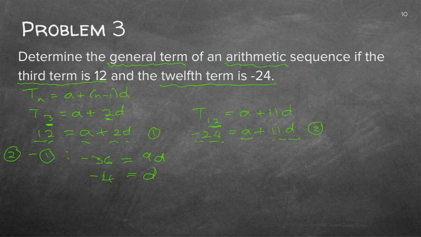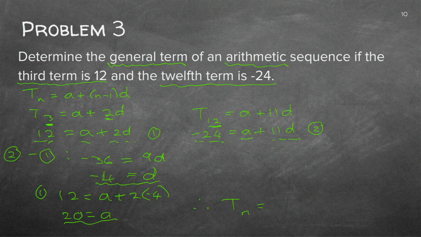The minute you've got one unknown, you go to the easiest equation, whichever one that is. It seems to be number 1, and you write down 12 = a + 2d, because you've got the d now, which gives me -8. If I bring the -8 over, it becomes +8, so it is 20. So a is equal to 20. Let's just see what they ask us. Determine the general term. So there is my d, there is my a. Now I can say, therefore, Tn, which is my general term, is a, which is 20, plus (n - 1)d, which is -4.